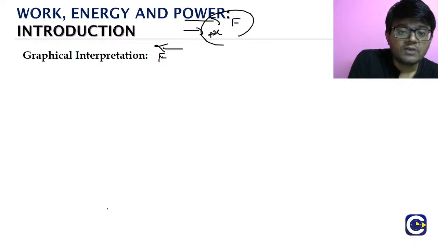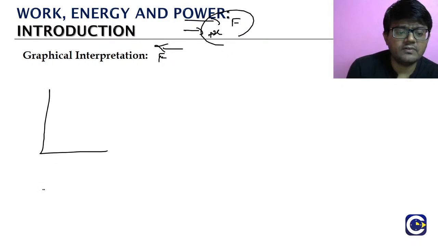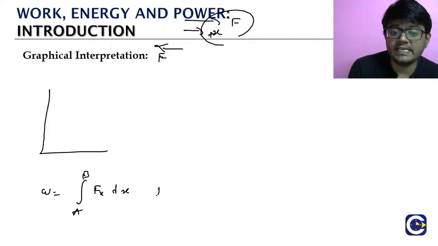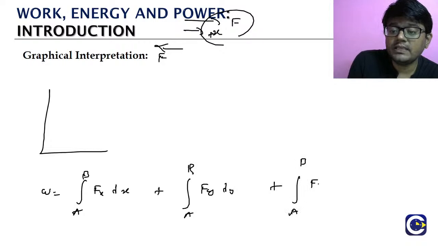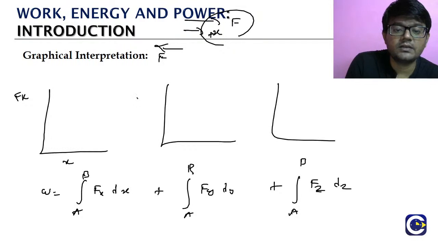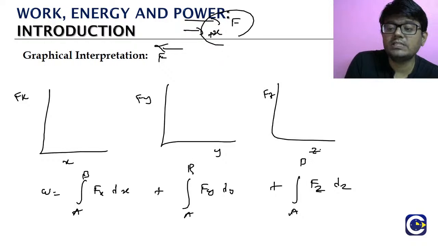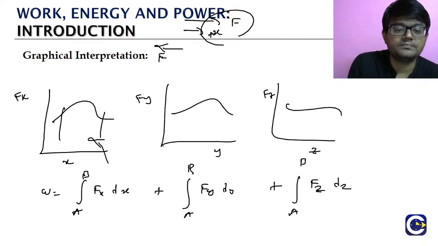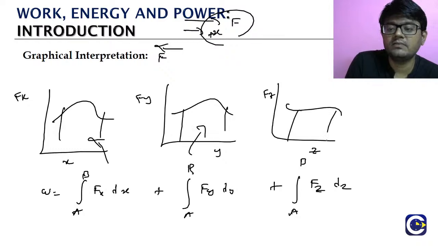Then what? We are going to get three graphs, that's all. See, we already have the work expression: integral a to b Fx dx. We have split it separately: integral a to b Fy dy, and then integral a to b Fz dz. So now we have to take three graphs: Fx, how it is changing with respect to the x coordinate; Fy, how it is changing with respect to the y coordinate; Fz, how it is changing with respect to the z coordinate. From these three we will get the areas. From this we will get the first term, from this the second term, and from this the third term.